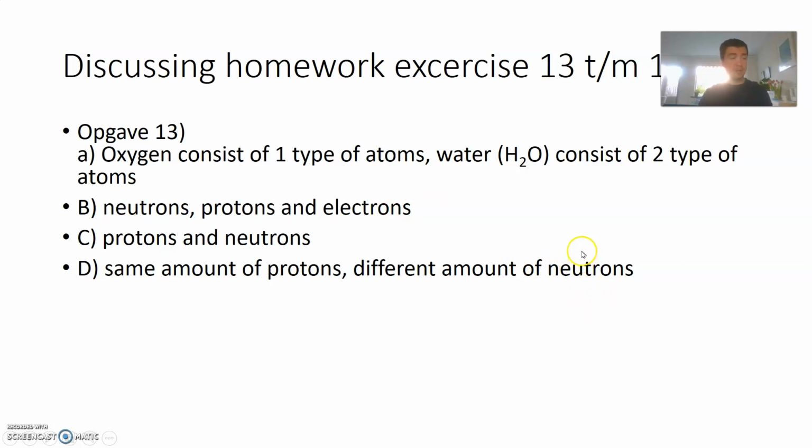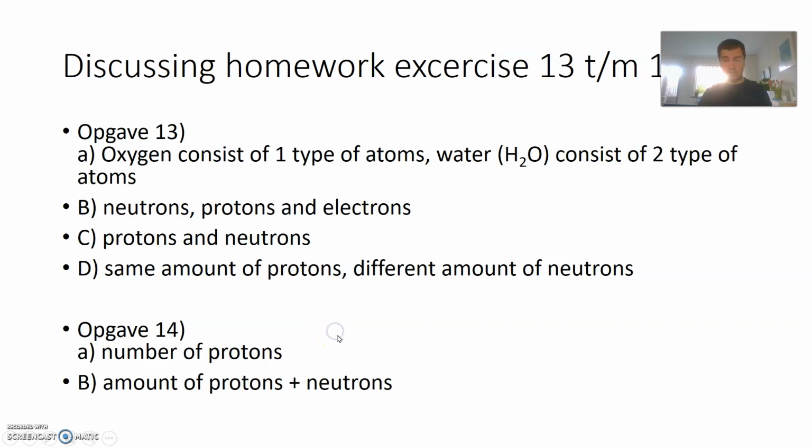Question 14, explain what is meant by the atomic number of an element. It's the place on the periodic table, and it's the number of protons in the nucleus. The mass number of an isotope, what's that? That's the amount of protons plus the amount of neutrons. Also, what is in the nucleus of an atom? That's equal to the mass number.